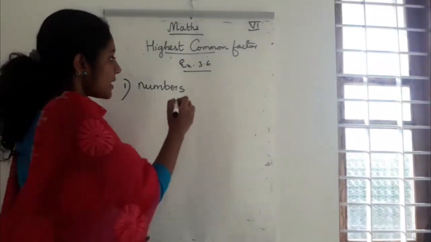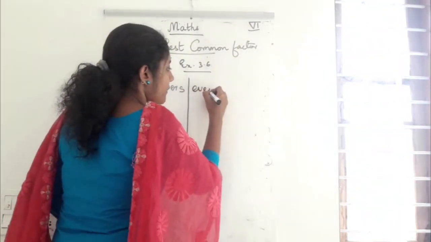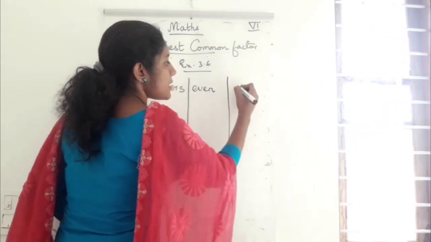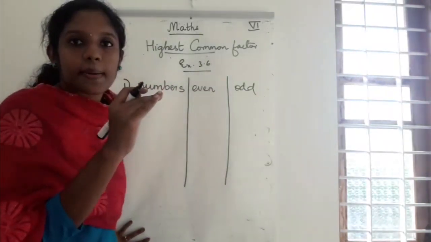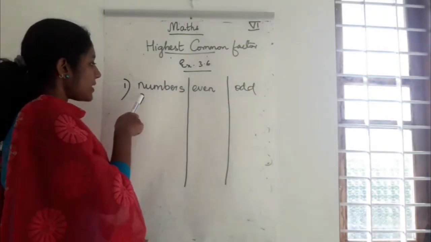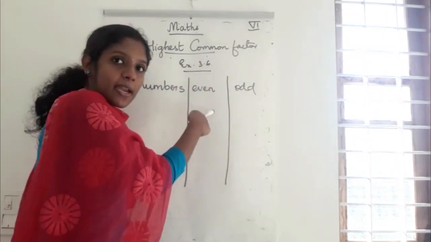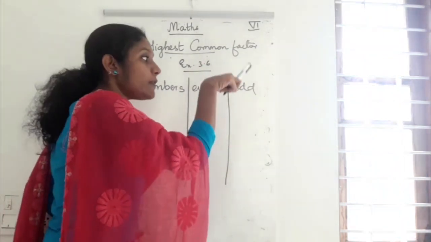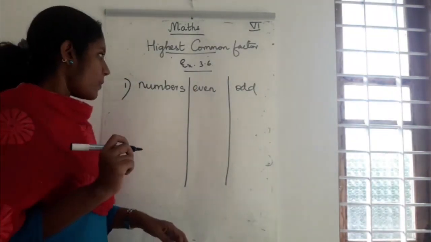Second question is find the HCF of consecutive even numbers, and then what is the HCF of consecutive odd numbers? Consecutive means numbers lying next to each other. So first thing is find the HCF of 2 consecutive numbers, HCF of 2 consecutive even numbers, and HCF of consecutive odd numbers. Okay, with examples I am going to solve this problem.